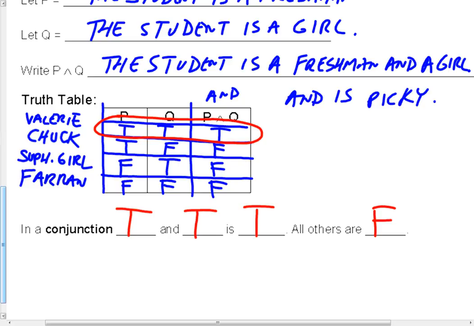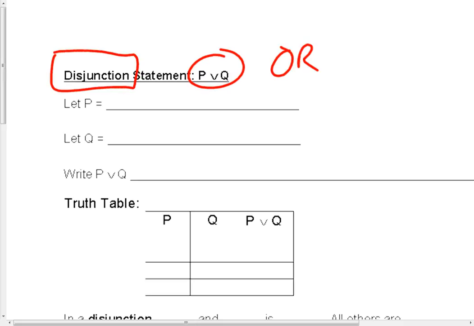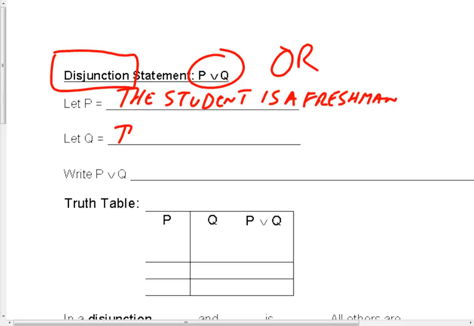Are we good so far? Next page. What does the V stand for? This is an or situation. Or, technically called disjunction. That's our mathematical new term. Let's use the same two phrases. The student is a freshman. The student is a girl.